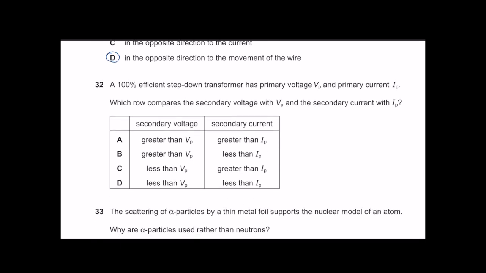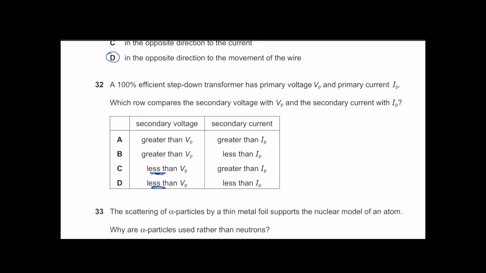In question 32, a 100% efficient step-down transformer has primary voltage VP and primary current IP. Which row compares the secondary voltage with VP and the secondary current with IP? So let's see. They said here step down. Step down means the potential difference should reduce. As you know, when we talk about step up or step down, we are talking about the potential difference produced. So if it is step down, as in this question, it means the secondary potential difference will be less than VP. So the right answer will be less.